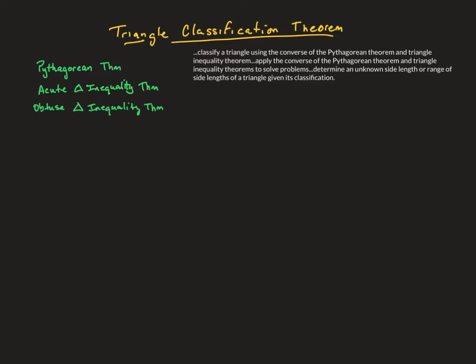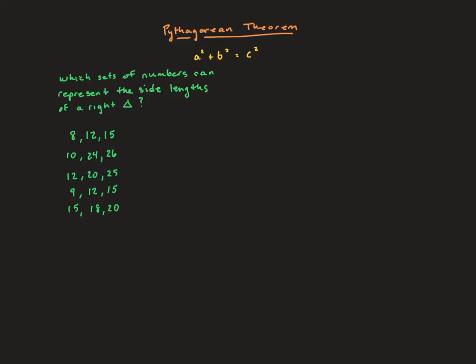Okay, first let's think about the converse of the Pythagorean theorem. I hope that you do recall what the Pythagorean theorem is. That is when we have a squared plus b squared equals c squared, and that is when we are dealing with a right triangle, okay? So a squared plus b squared equals c squared, and that, again, is when we deal with a right triangle.